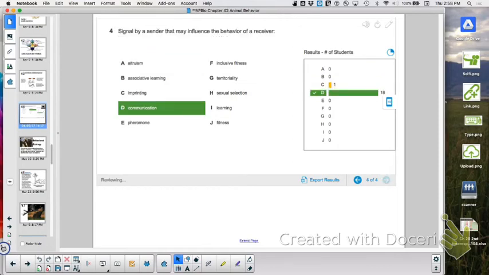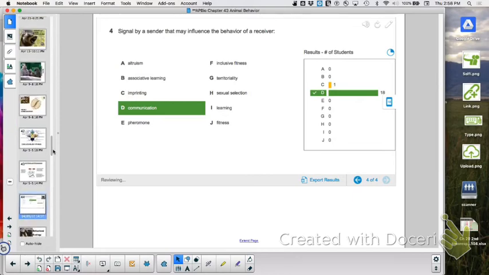Communication. What did they say? Imprinting? No, a signal by a sender that may influence the behavior of a receiver. Imprinting is different. That is when you learn a behavior at a certain time, so that you're receptive to it. So that would not be the right answer there. Okay, let's see what else we have here.